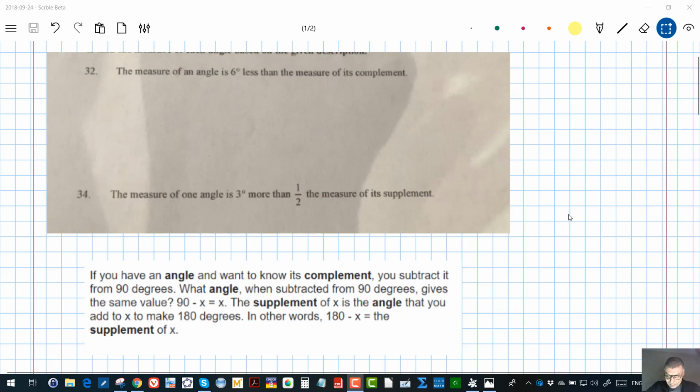Those are your tasks, problems, and first we remind each other what the terminology means. So this is the definition. If you have an angle and want to know its complement, you subtract it from 90 degrees. And it's exactly the topic of the first problem, number 32.